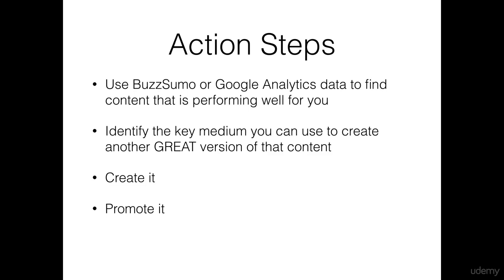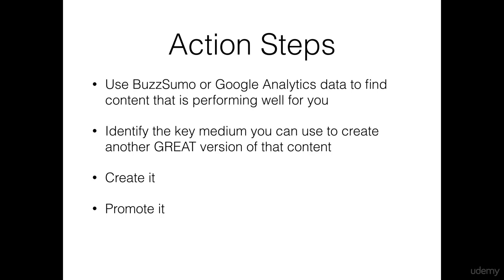So some action steps here. Use BuzzSumo or your Google Analytics data to find content that's performing well for you. Now, performing well is subjective. It could be you're getting a lot of traffic to it. It could be you're getting a lot of likes and shares on the article. It could be that it's generating most of your leads.